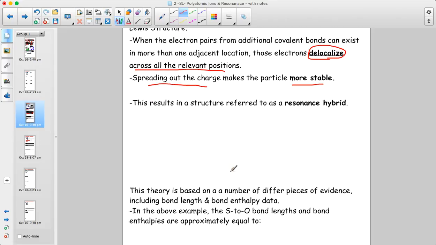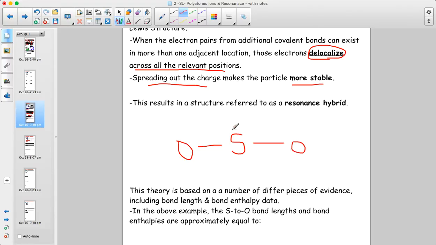And so you can't really draw this with a traditional Lewis structure, so you won't really be asked to draw these on the exam, but more conceptually, you need to understand that this is actually the truth about how this molecule exists. So here's the sulfur, and here's the oxygen, and here's the oxygen.